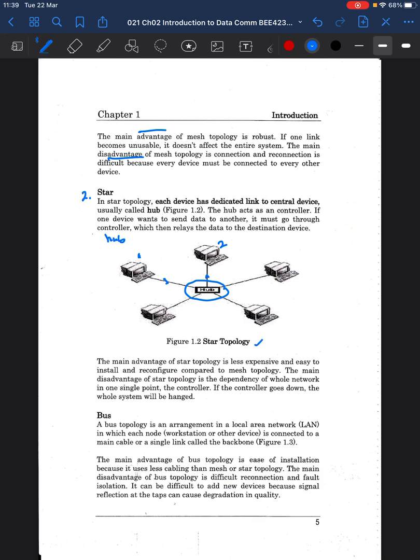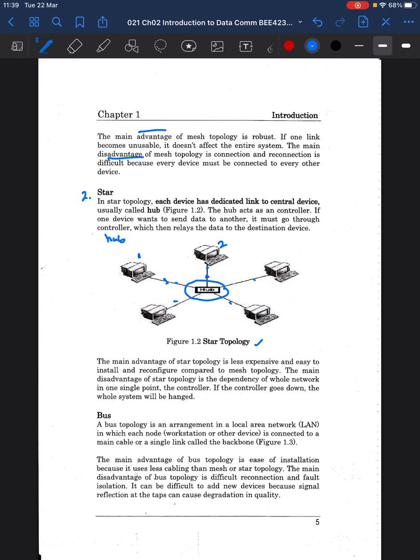The main advantage of star topology is that it is less expensive and easy to install and reconfigure compared to mesh topology. So you can see from here, there are only 5 links. A link is like a wire, if let's say you have wire or optical fiber or whatever. So you have fewer links, less wire physically.